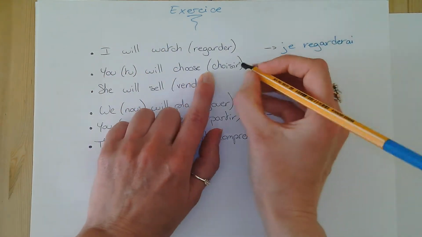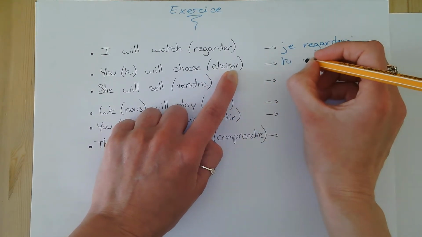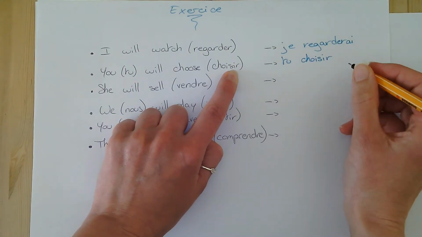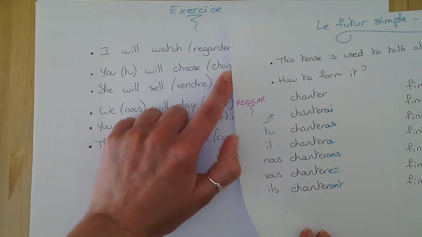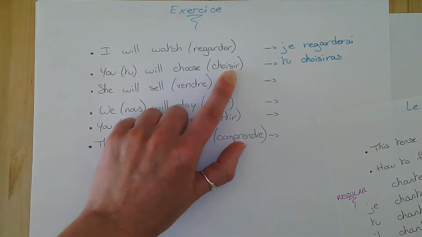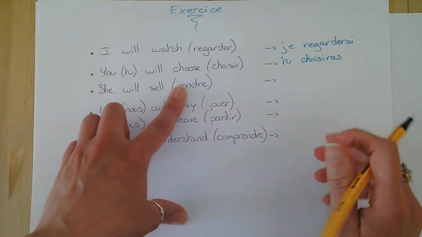You will choose. It's an IR verb, so I put tu, and I keep my infinitive exactly as it is. Check your ending for tu. It's as. Put your as down.